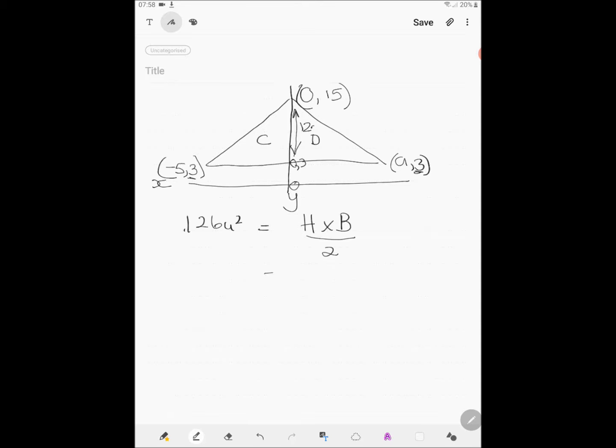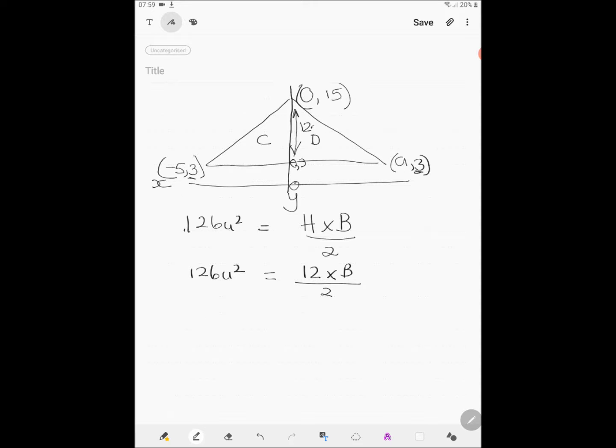So I can start putting this into my formula. So 12 multiplied by base divided by 2 equals 126 units squared. Now I can't work out the base yet. I haven't got enough information. So what I'm going to do is actually calculate it from here. So I can use the inverse to help me. So 126 is 12 times b divided by 2. So I'm going to use the inverse. I'm going to deal with this 2 to start off with.